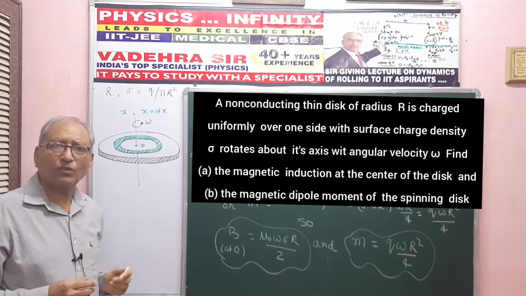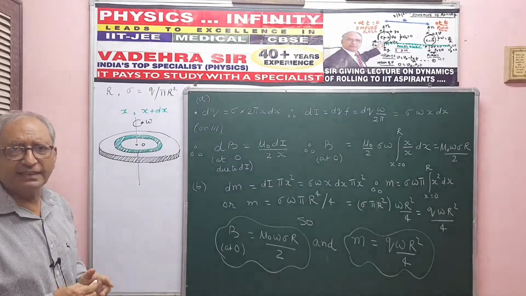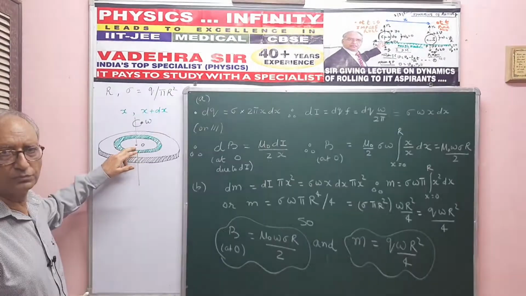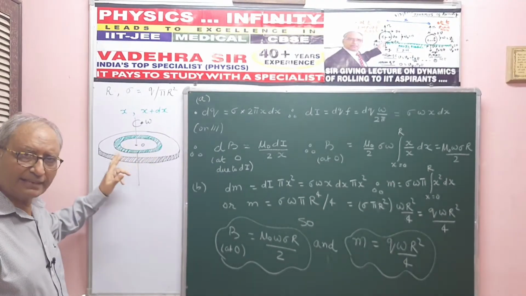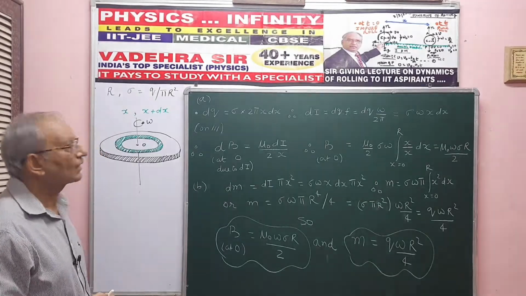So once again, there would be currents, and I'm asked to find the magnetic induction at the center O of the disk and the magnetic moment of this spinning disk. Let's start.